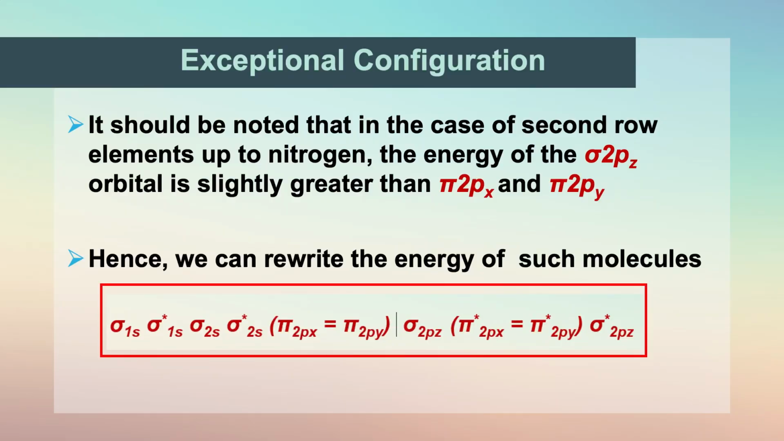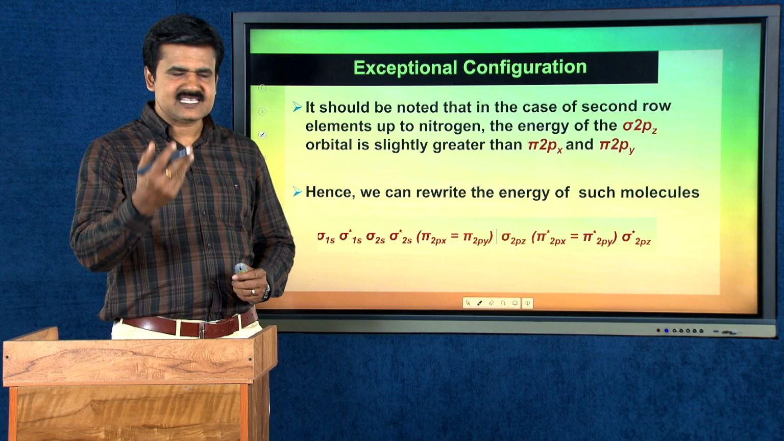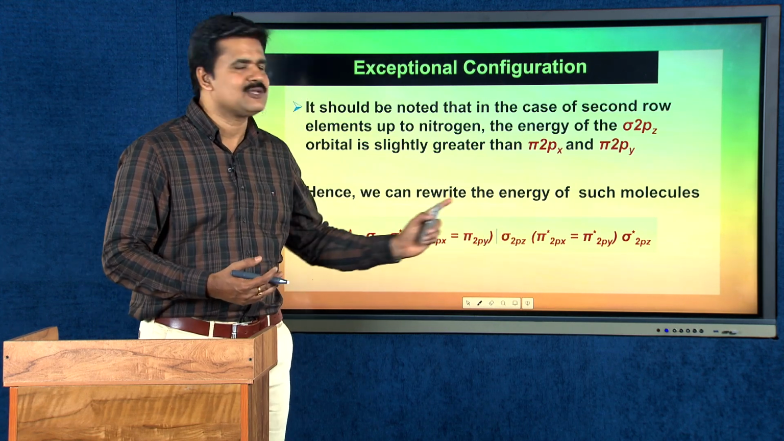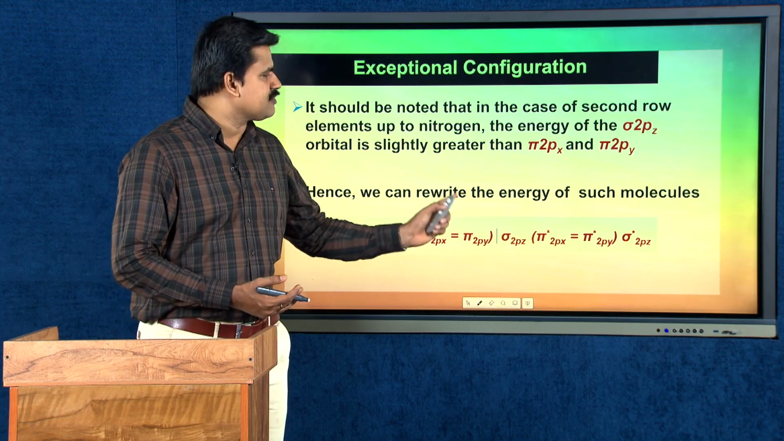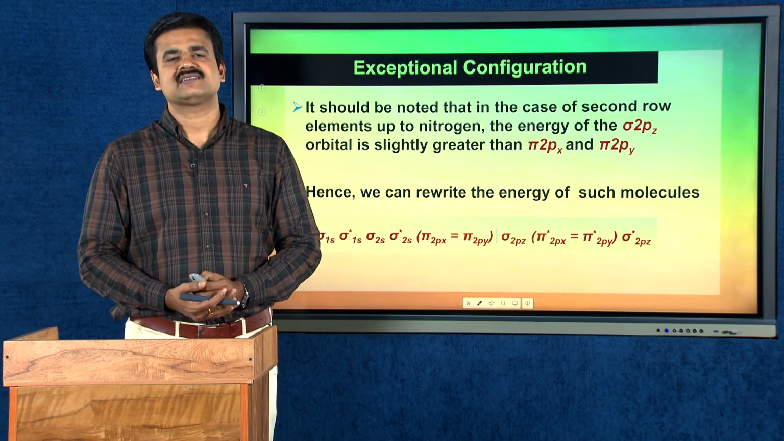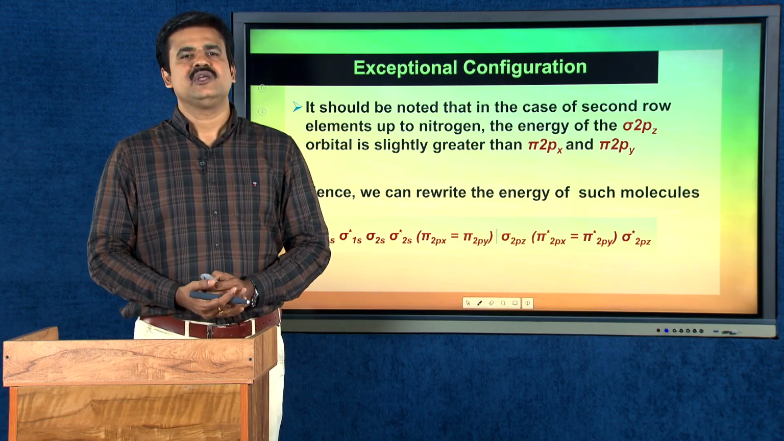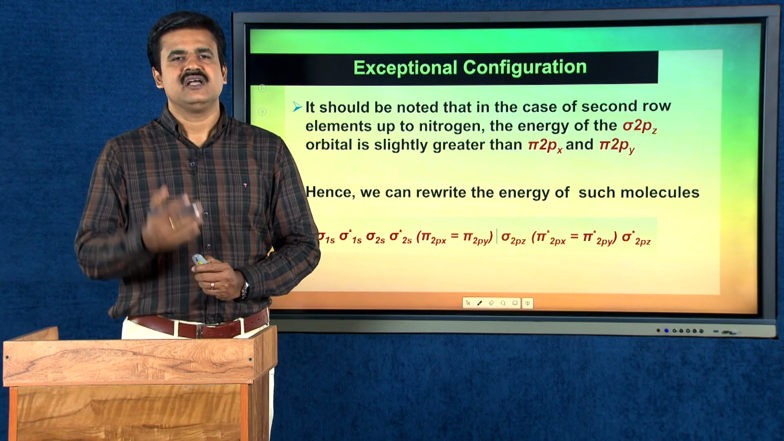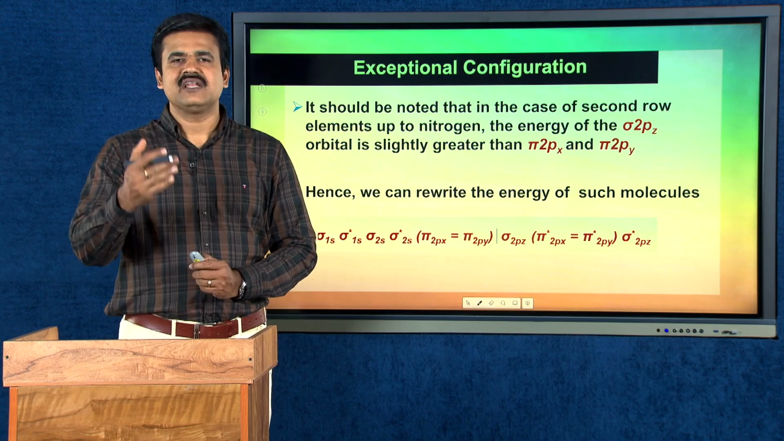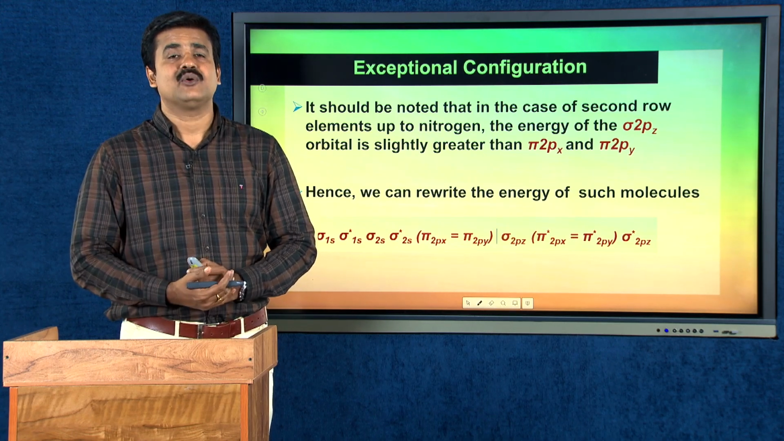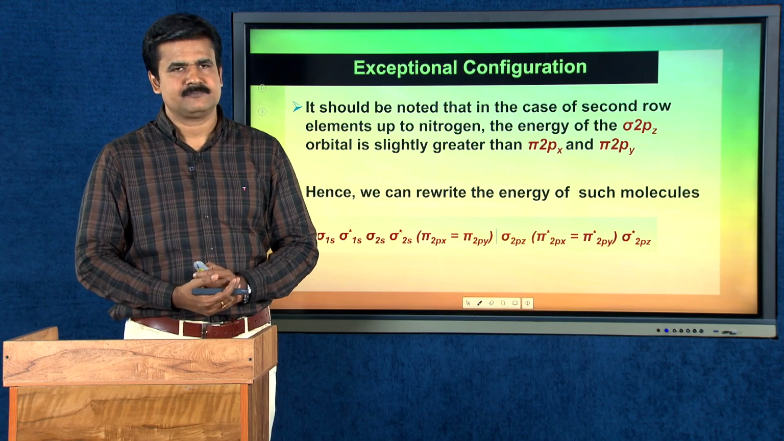Here you can see sigma 1s, sigma star 1s, sigma 2s, sigma star 2s, then pi 2px equal to pi 2py, and you can see that the energy of the sigma 2pz is slightly higher than pi 2px equal to pi 2py. After sigma 2pz, you can see pi star 2px, which is equal to pi star 2py, and finally sigma star 2pz. So you have now revised the concept of the regular energy order of the first 10 molecular orbitals, and the exceptional order of the first 10 molecular orbitals.